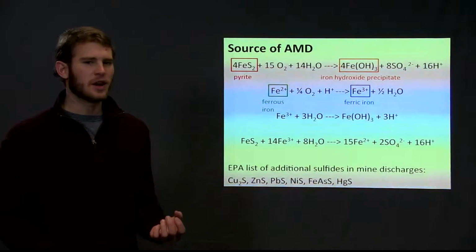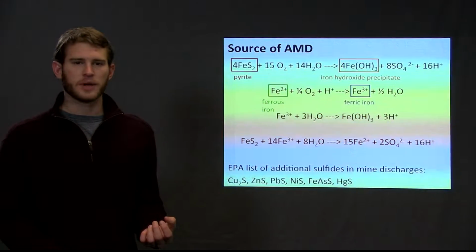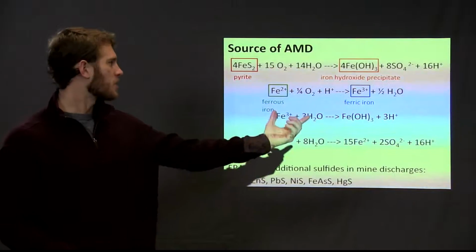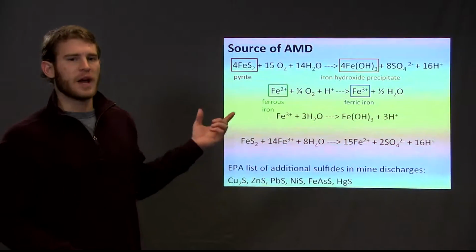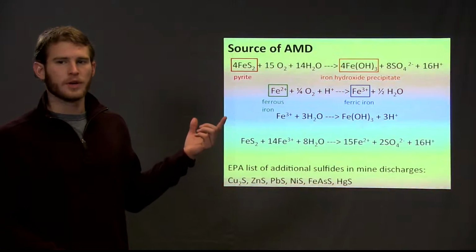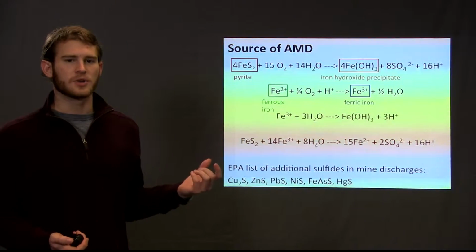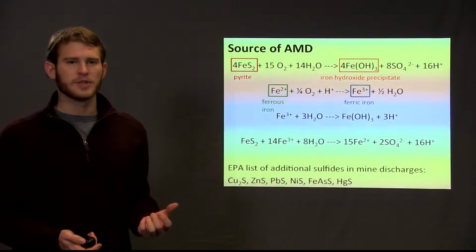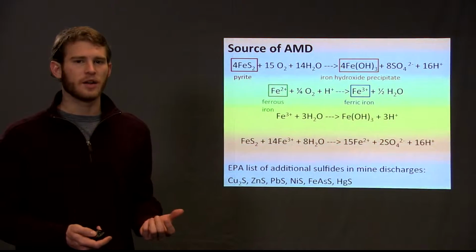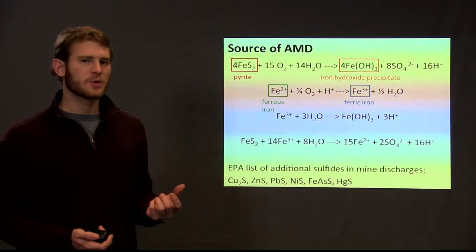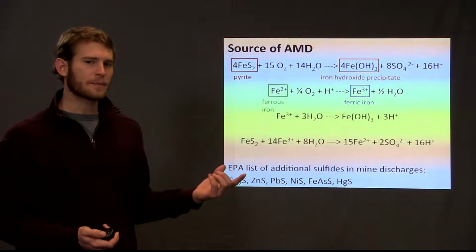Now, the source of the ugly orange color in the stream from the previous picture is an iron hydroxide precipitate, which is formed from the oxidation of pyrite or other pyritic sulfides in coal mine discharges. These pyritic sulfides compose anywhere from 1 to 20% of coal mine discharges. This reaction is also acid generating.